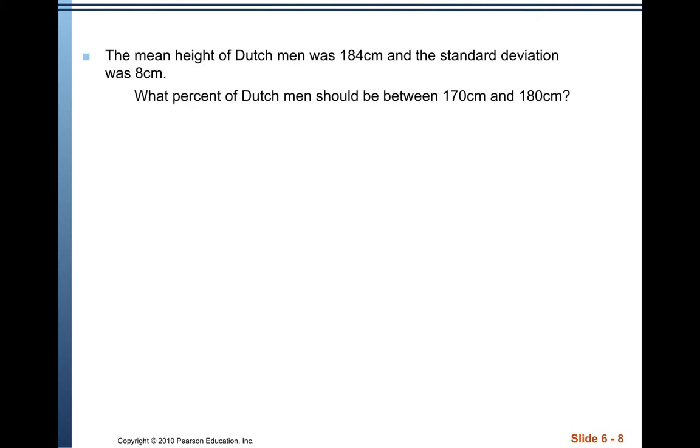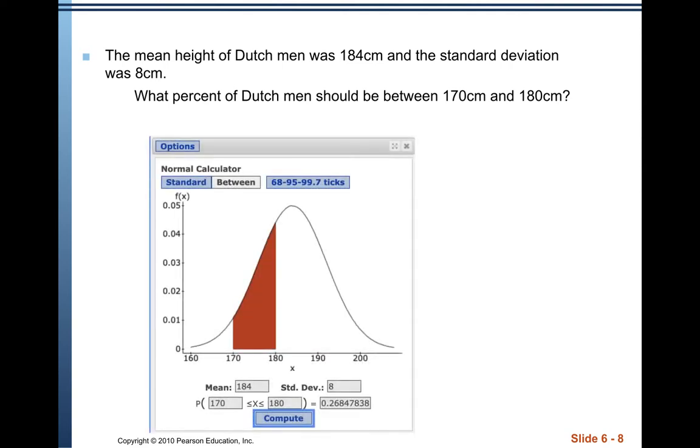Here's another final example with this information. What percent of Dutchmen should be between 170 and 180 centimeters tall? So this one's a little different. It's not asking what percent is less or what percent should be greater. Now they want to know what percent should be between.